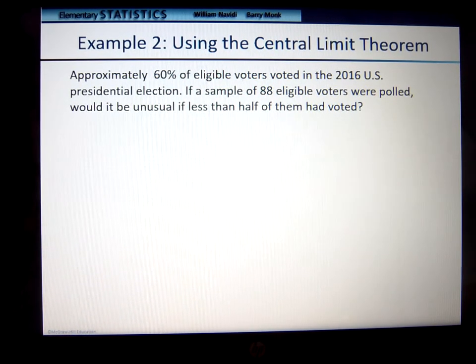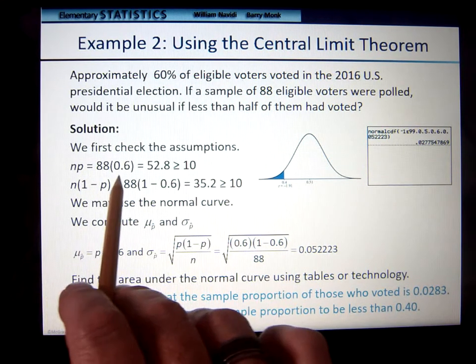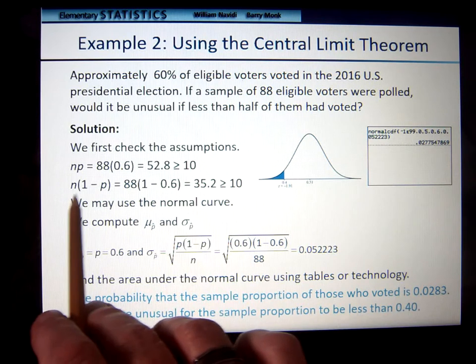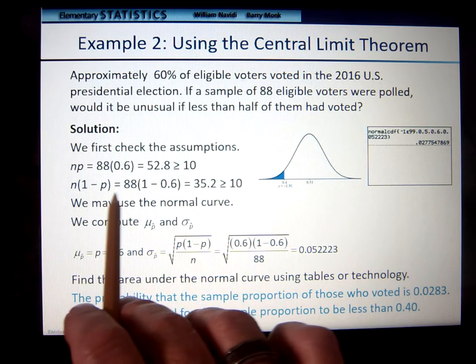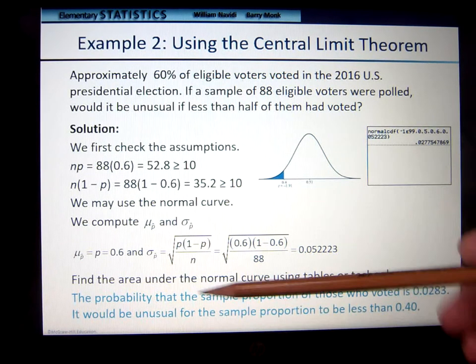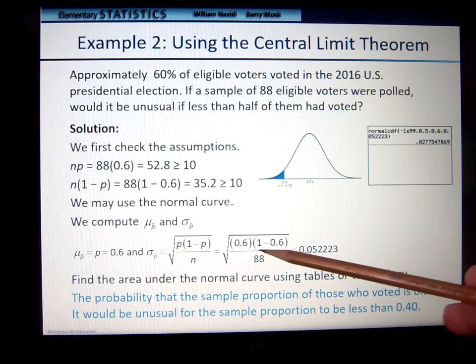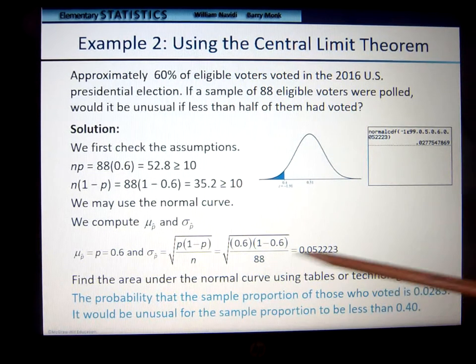Approximately 60% of eligible voters voted in the 2016 U.S. presidential election. If a sample of 88 eligible voters were polled, it would be unusual if less than half have voted. Okay, let's see. First, we check the assumptions. 88 times 0.6, yep, bigger than 10. n times 1 minus p would be 35.2, also greater than 10, so we can use the normal curve. We know that the mean is going to be the same, and the standard deviation would be the square root of 0.6 times 0.4 divided by 88.